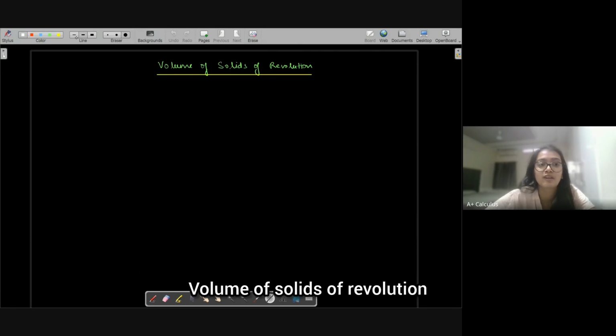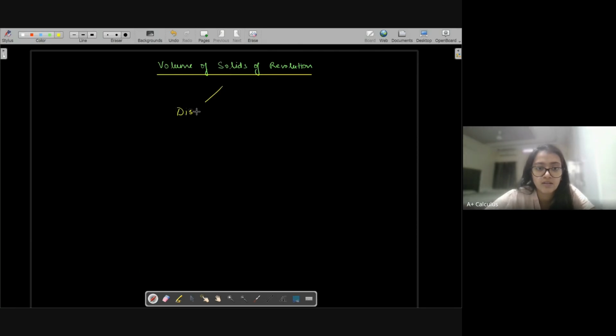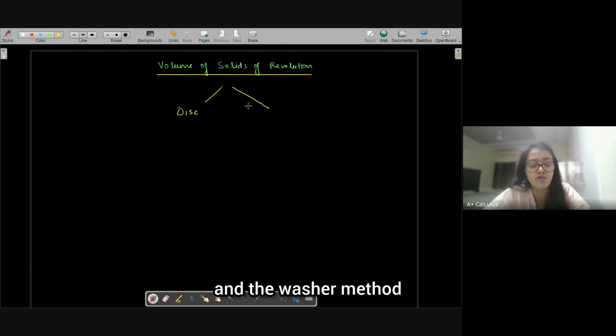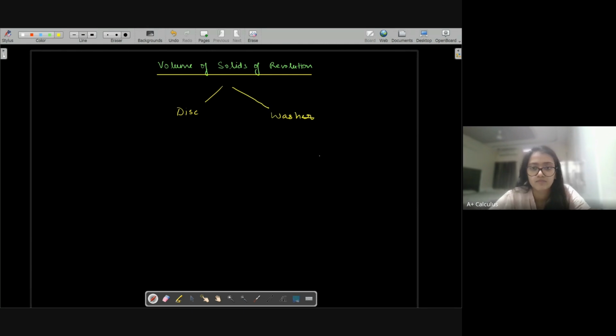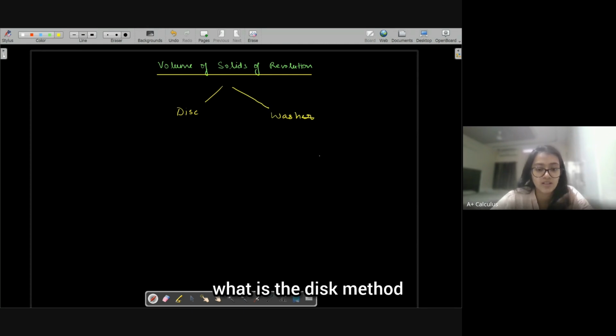Volume of solids of revolution. And here we have two methods, the disk method and the washer method. First, let's understand what the disk method is.